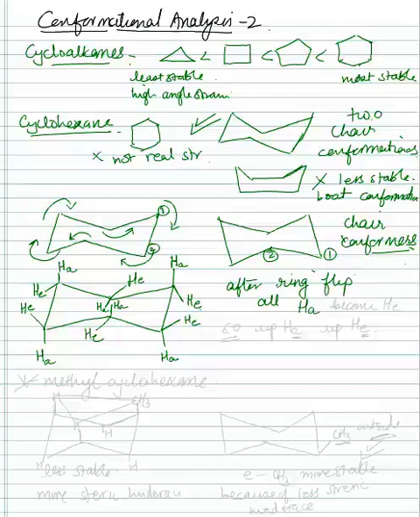When you do the flip of this, the other conformer, after the ring flip, all the axial hydrogens become equatorials. So therefore, up axial hydrogen becomes up equatorial hydrogen. That's how it is. So keep that location in the same direction.